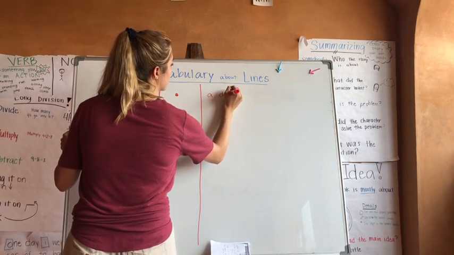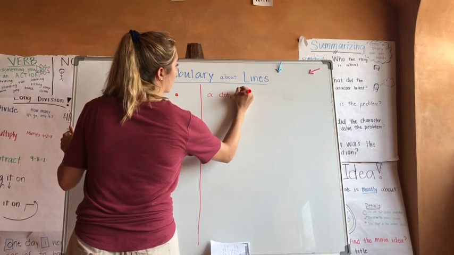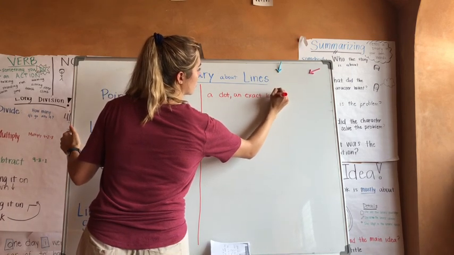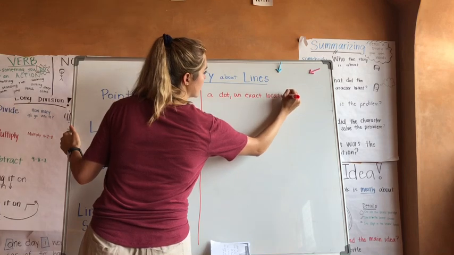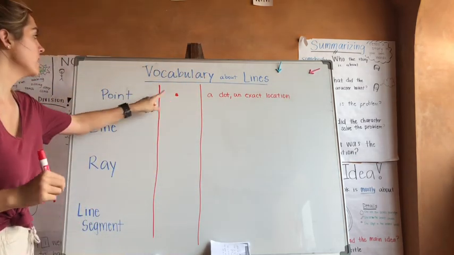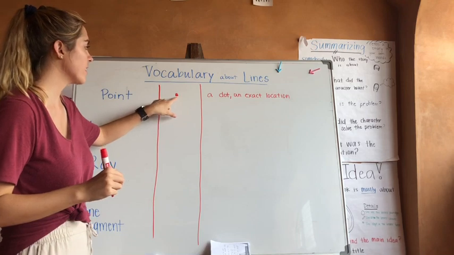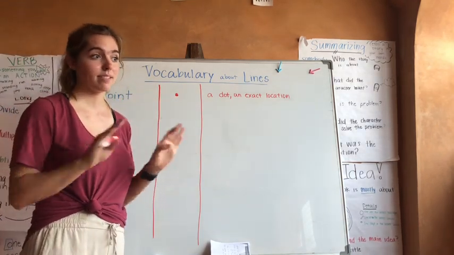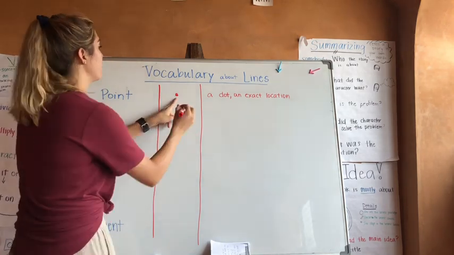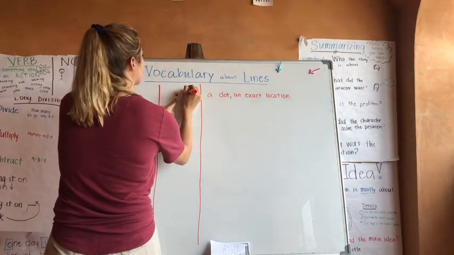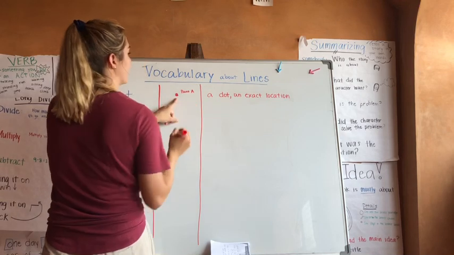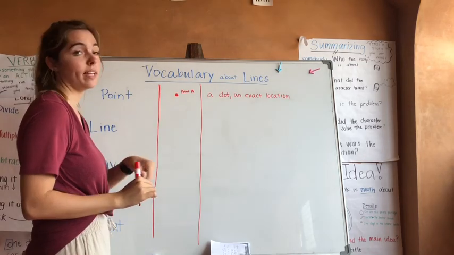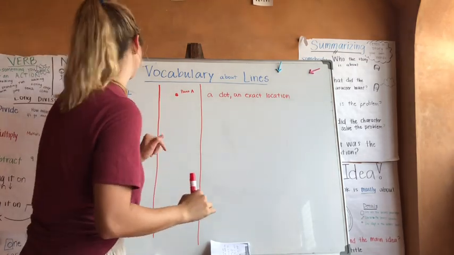A point is a dot or an exact location. If it's on a map and I point to it, there's the point, that's where it is. It's not moving, okay? That's a point. It's not moving. We could label that point A. That's point A. It's not point B. It's only point A because that's what it says, okay?